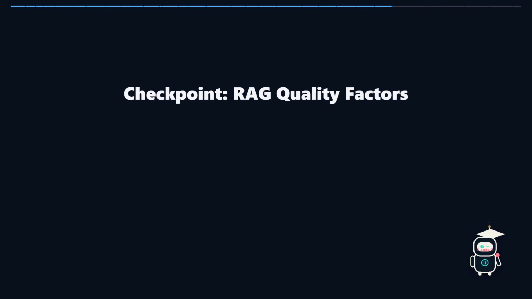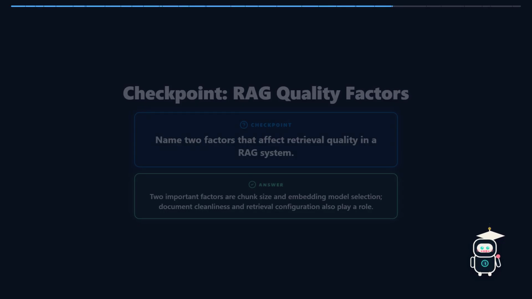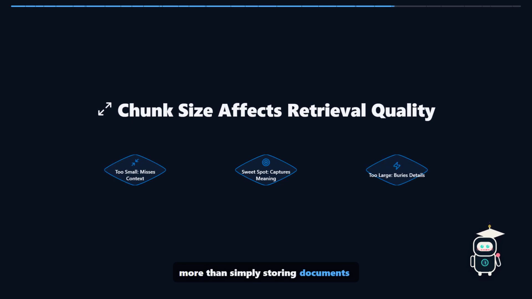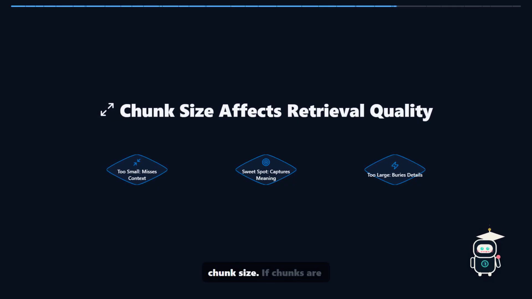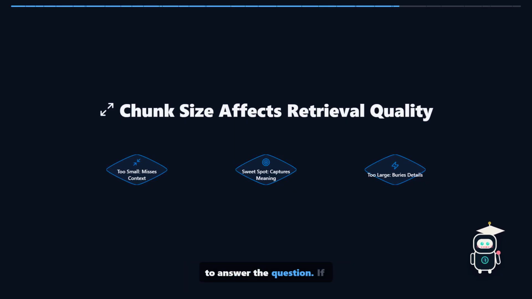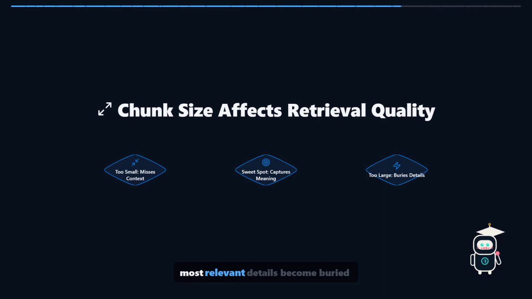Checkpoint: RAG quality factors. Retrieval quality depends on much more than simply storing documents in a vector database. One of the biggest factors is chunk size. If chunks are too small, important context gets split apart and the retriever may miss the information needed to answer the question. If chunks are too large, the most relevant details become buried inside unnecessary text.